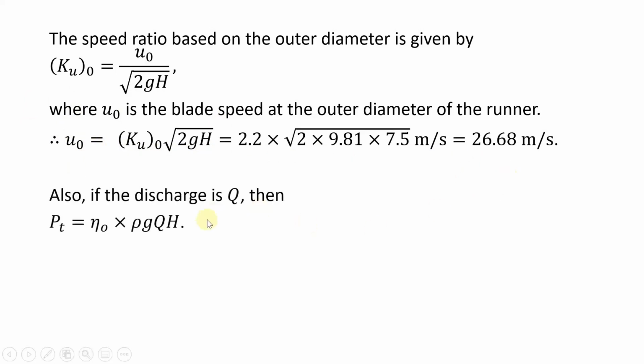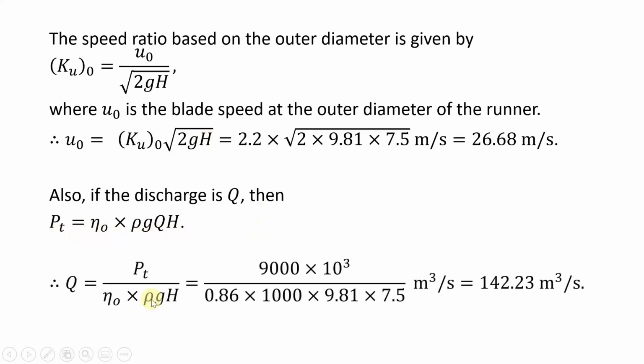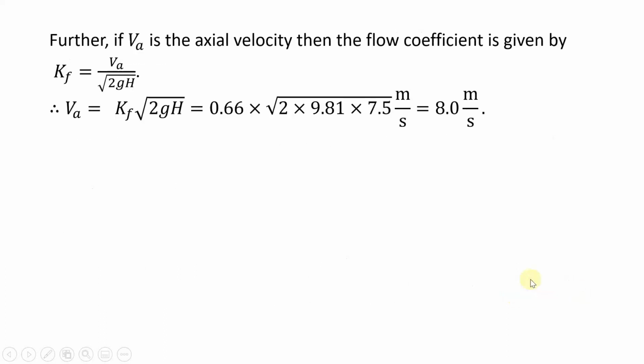Also, if the discharge is Q, then we all know that the power output is related to the overall efficiency, discharge and head by Pt equal to eta naught into rho GQH. And when we simplify this, we obtain the discharge as 142.23 meter cube per second. However, if Va is the axial velocity through the Kaplan turbine, then the flow coefficient is given by Kf equal to Va by square root of 2gH, and when we simplify this with the known data, we can find out the axial velocity through the turbine.